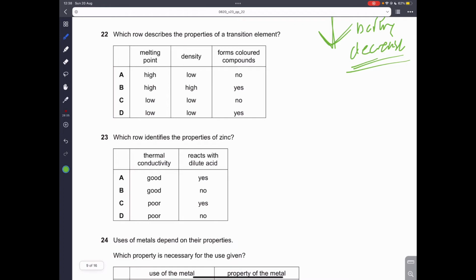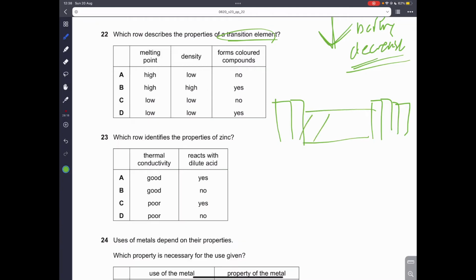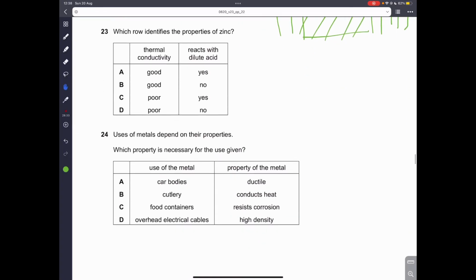Question 22. Which rows describe the properties of a transition element? A transition element is basically between group 2 and group 3, so basically the middle part of the periodic table. We have to know the properties of it. So we know that they have a very high boiling point or melting point. The density is also very high, and one thing about them is that they form colored compounds, and therefore B is the correct answer.